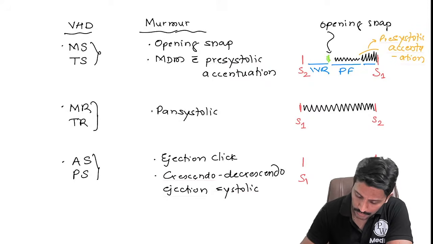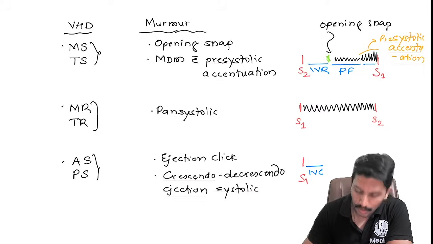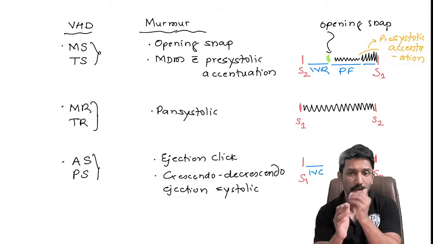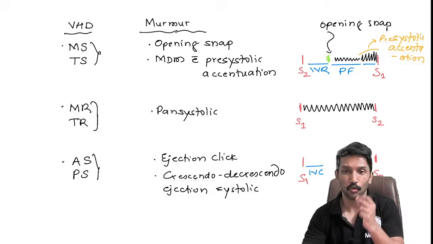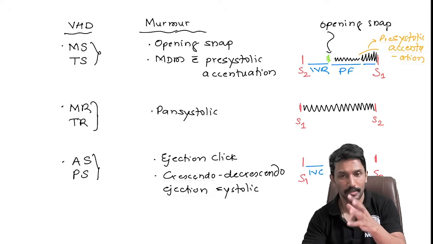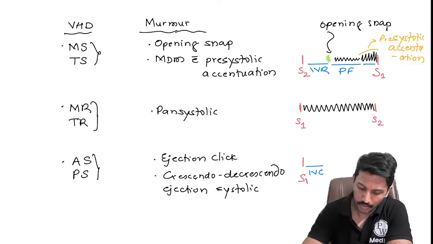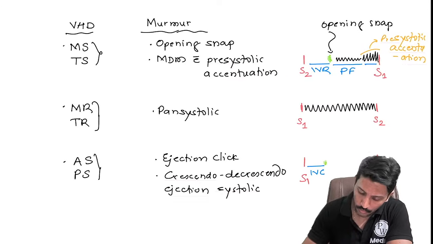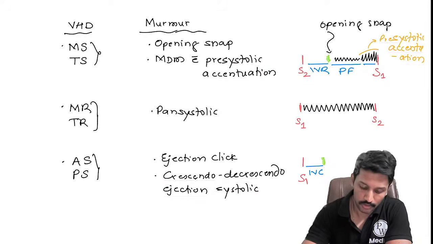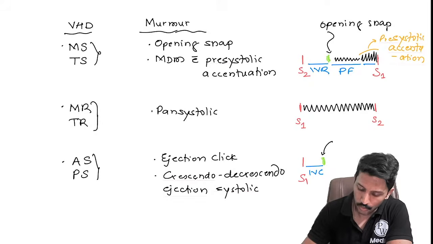After S1, generally we get into isovolumetric contraction. The ventricle is contracting, but the aortic valve or pulmonic valve are not open yet. So blood is not flowing through them at this point of time. So there is no turbulence, no murmur. After isovolumetric contraction is where the opening of the aortic and pulmonic valves occurs, and sometimes if they are stenosed, they can make a noise while opening. We call it an ejection click.